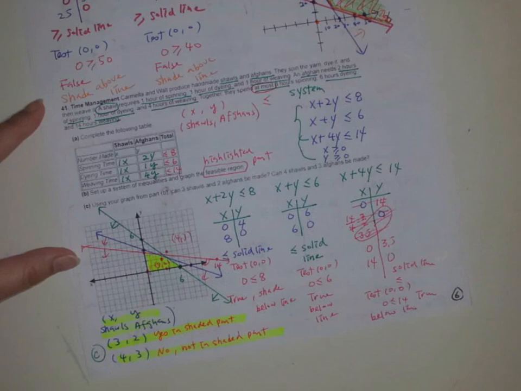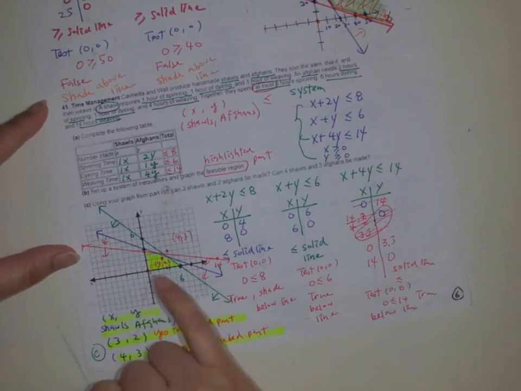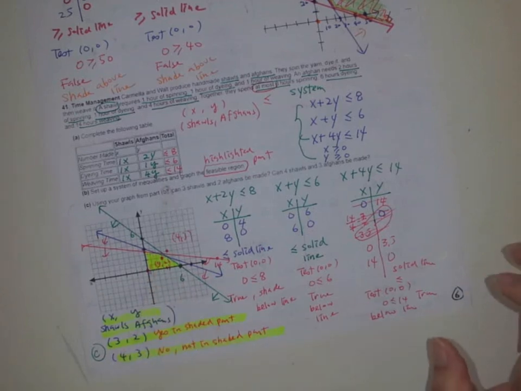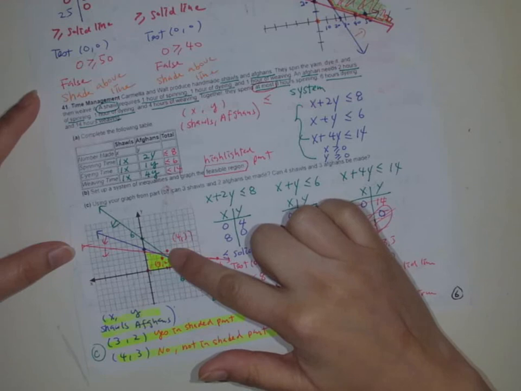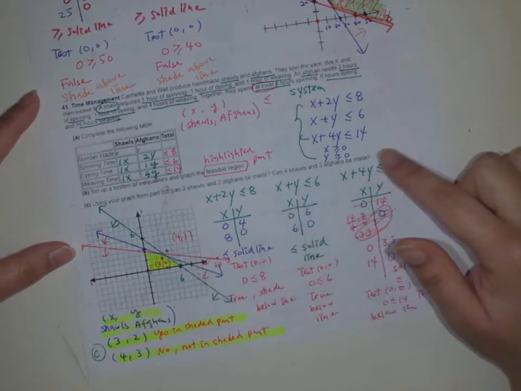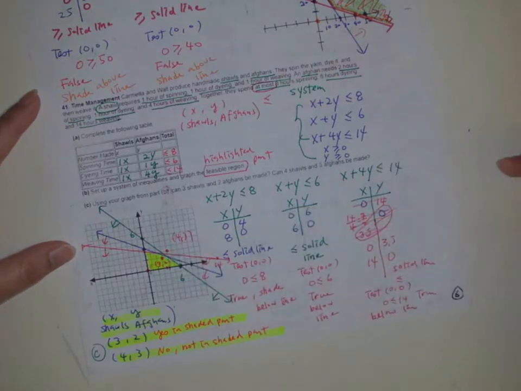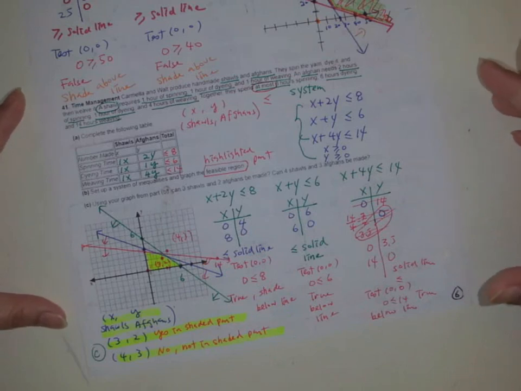If you pick a point that is within that region, it is feasible to do those numbers. If you pick some combination of numbers that is outside of the region, it is not a feasible business decision. So that has a good business application.